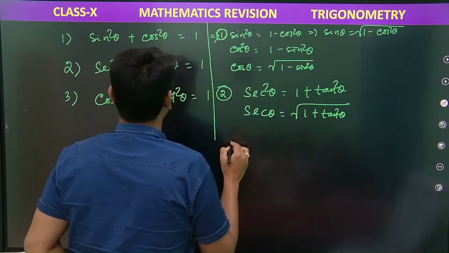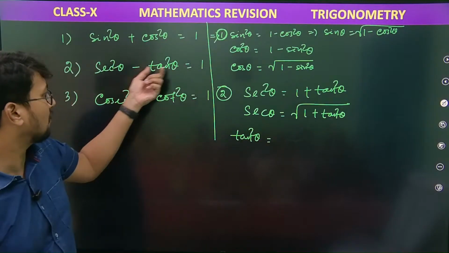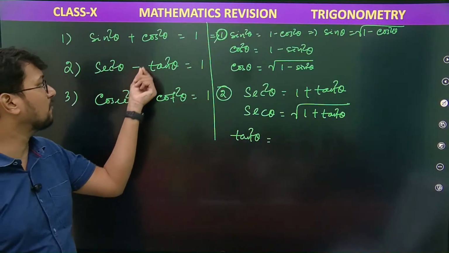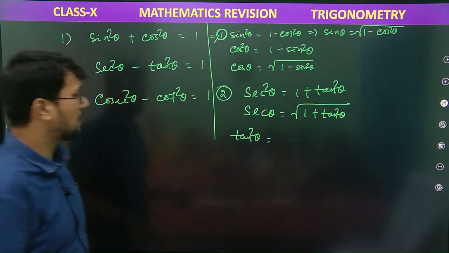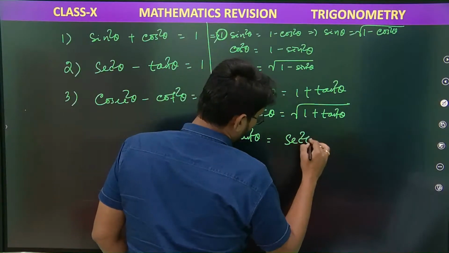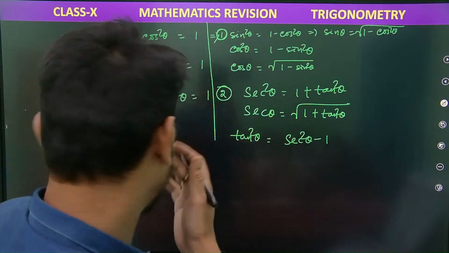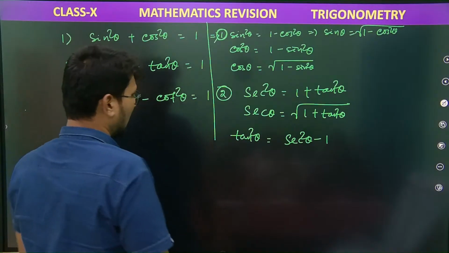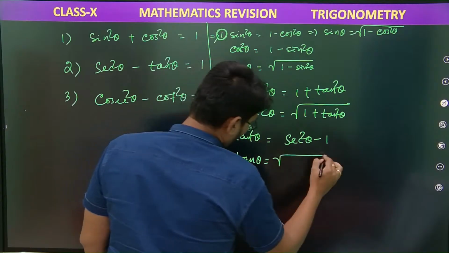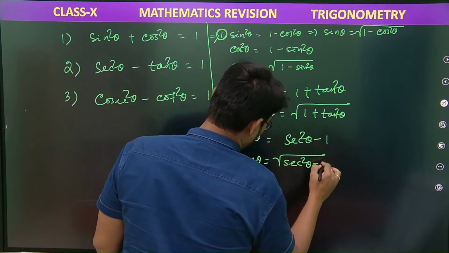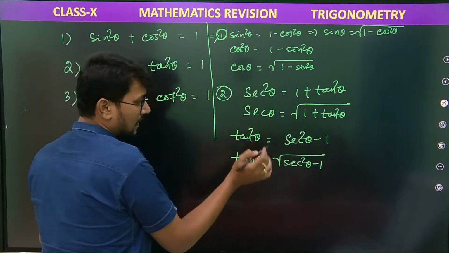And what about tan square theta? Check. We have to bring 1 to the left hand side and tan square to the right hand side. So sec square theta minus 1 is tan square theta. Clear, everyone? Okay. Next, tan theta is the square root of sec square theta minus 1. So: sec square theta, sec theta, tan square theta, tan theta.